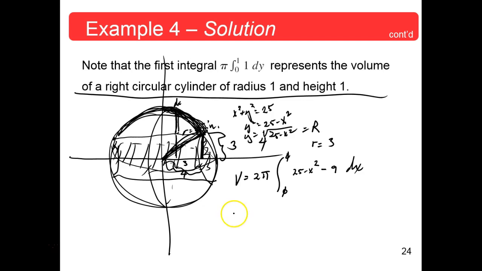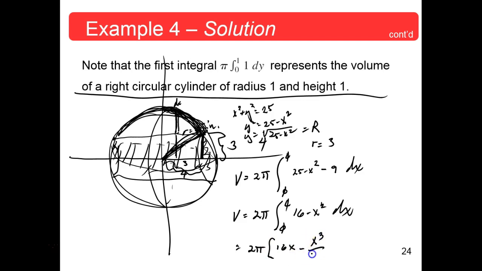Okay, what does this give us? V is equal to 2 pi times the integral from 0 to 4 of 16 minus x squared dx. And what would that be? 2 pi times 16x minus x cubed over 3, evaluated from 0 to 4. This is the hard part, okay? The calculus was the easy part.